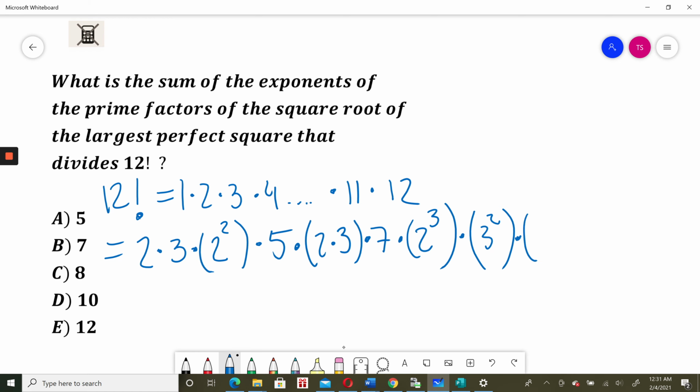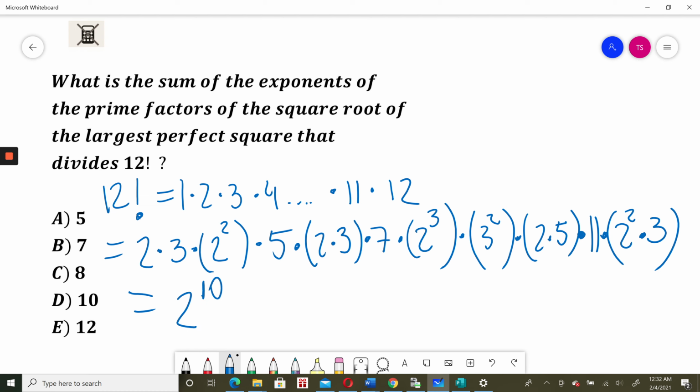Times 10, 2 times 5, times 11, times 12. 12 will be 4 times 3, so 2 squared times 3. Okay, to simplify that, I can see that I will have 2 to power of 10, 3 to power of 5, 5 squared times 7 times 11.